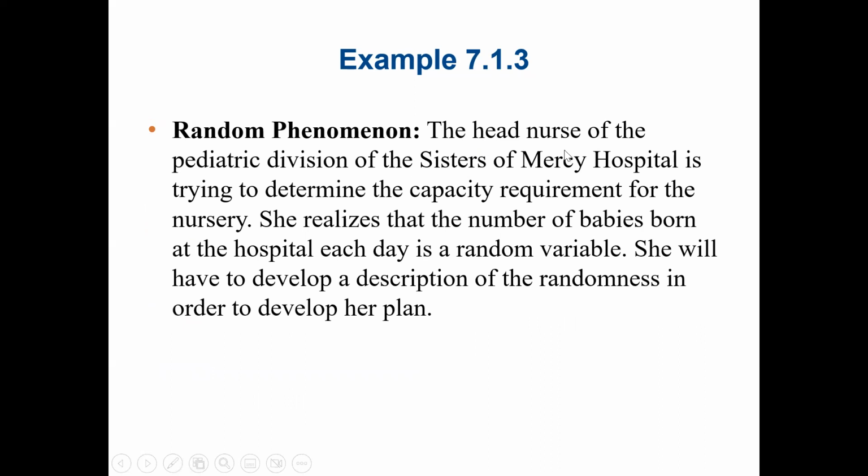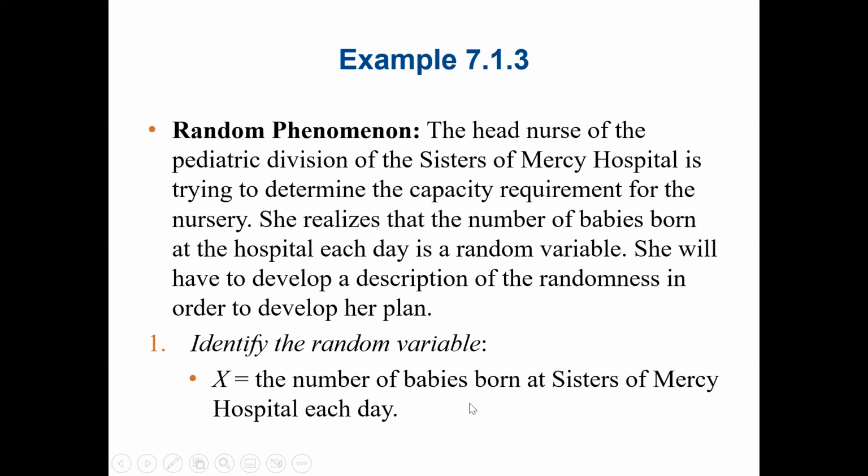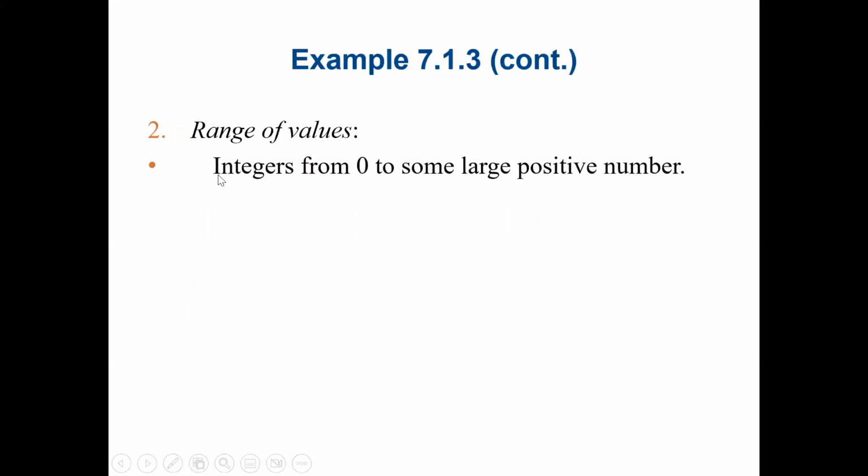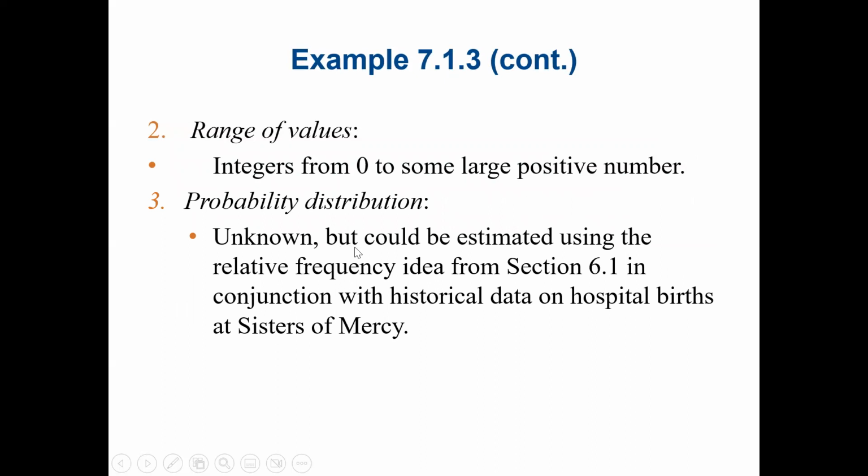Now, another example. The head nurse of the pediatric division of the Sisters of Mercy Hospital is trying to determine the capacity requirement for the nursery. She realized that the number of babies born at the hospital each day is a random variable. She will have to develop a description of the randomness in order to develop a plan. So first, we need to identify the random variable. In this case, it will be the number of babies born at Sisters of Mercy Hospital each day. Secondly, the range of values can be an integer from 0 to some large positive number. Then the probability distribution is unknown, but could be estimated using the relative frequency idea that we went through in section 6.1, that is chapter 6 of the course textbook.